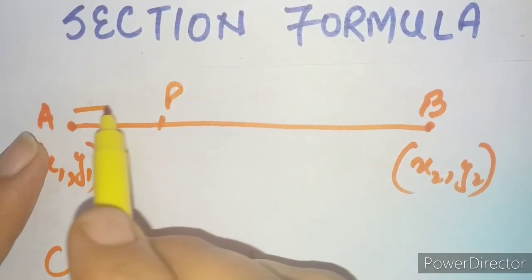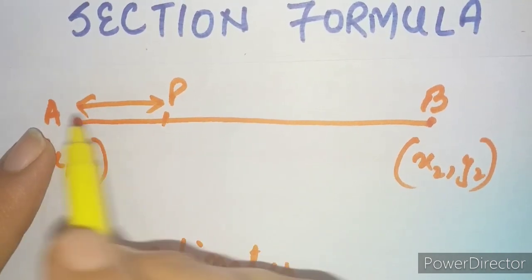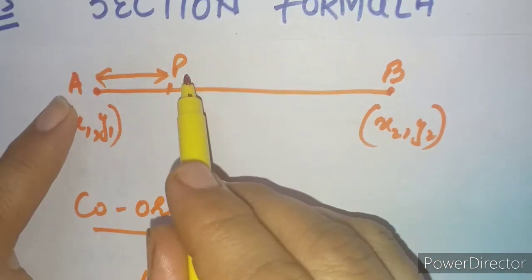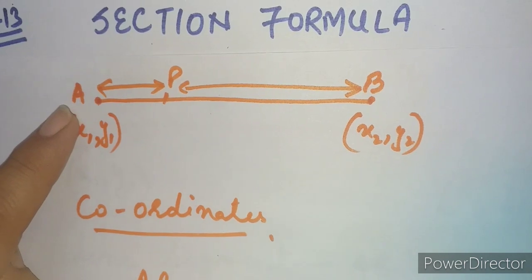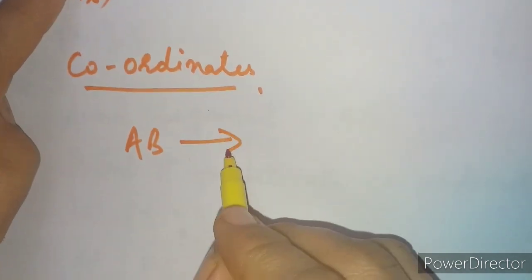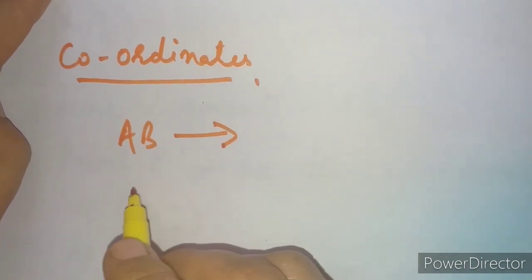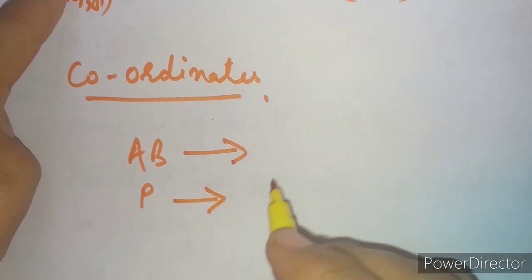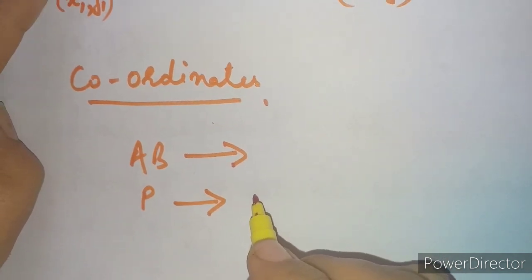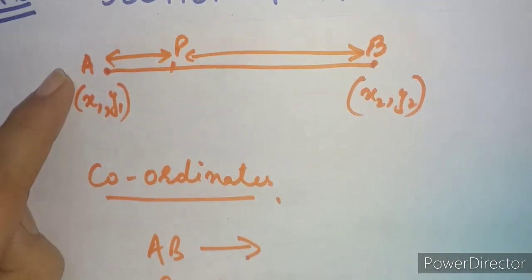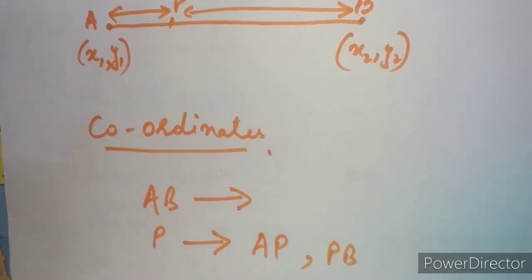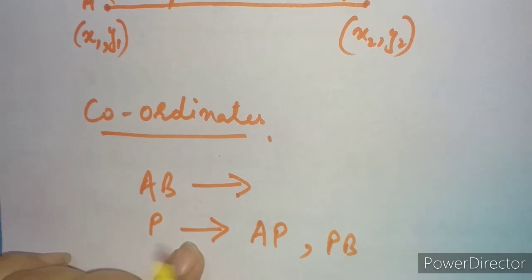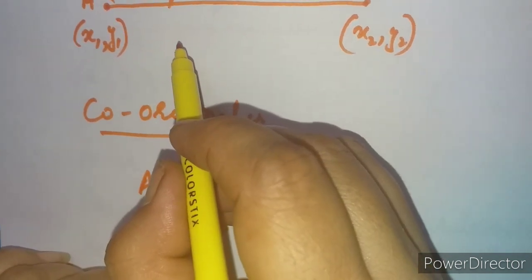The first part is AP, and the second part is from P to B. You all will agree that AB was a single line first of all. Once we brought point P, it has been divided into two parts. One is part AP and another part is PB.